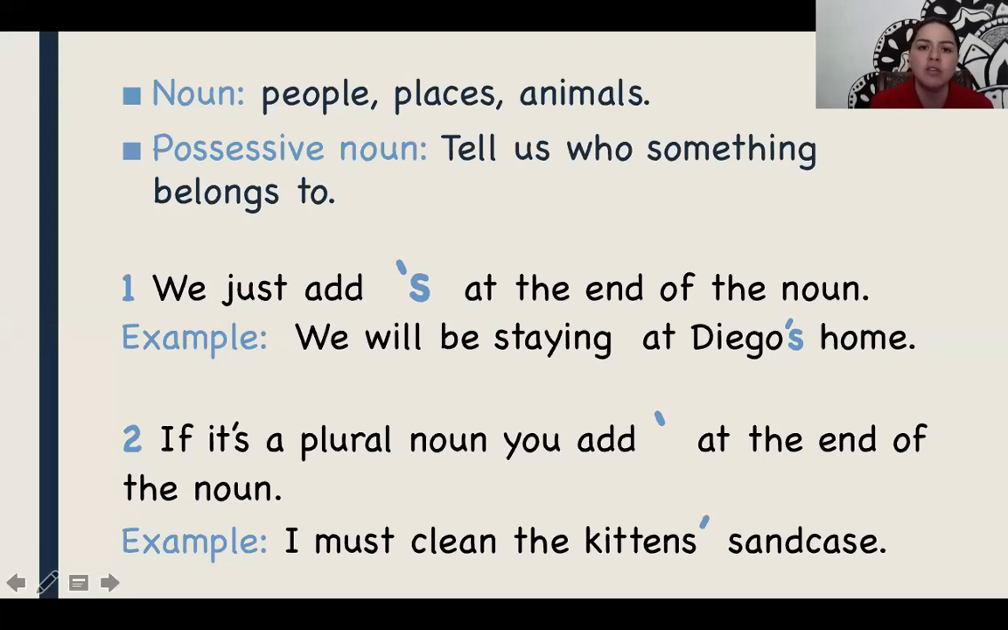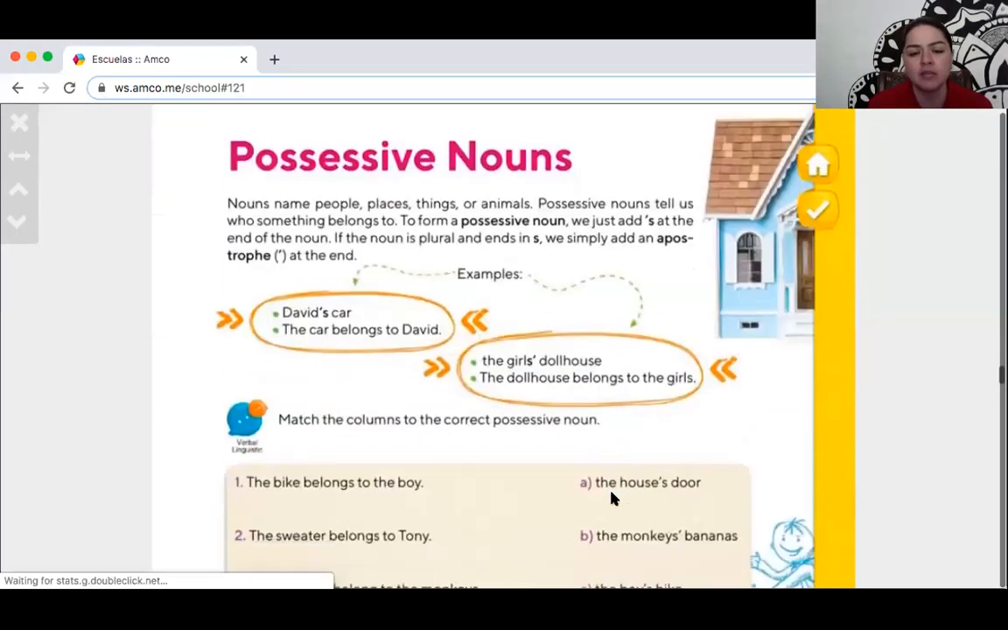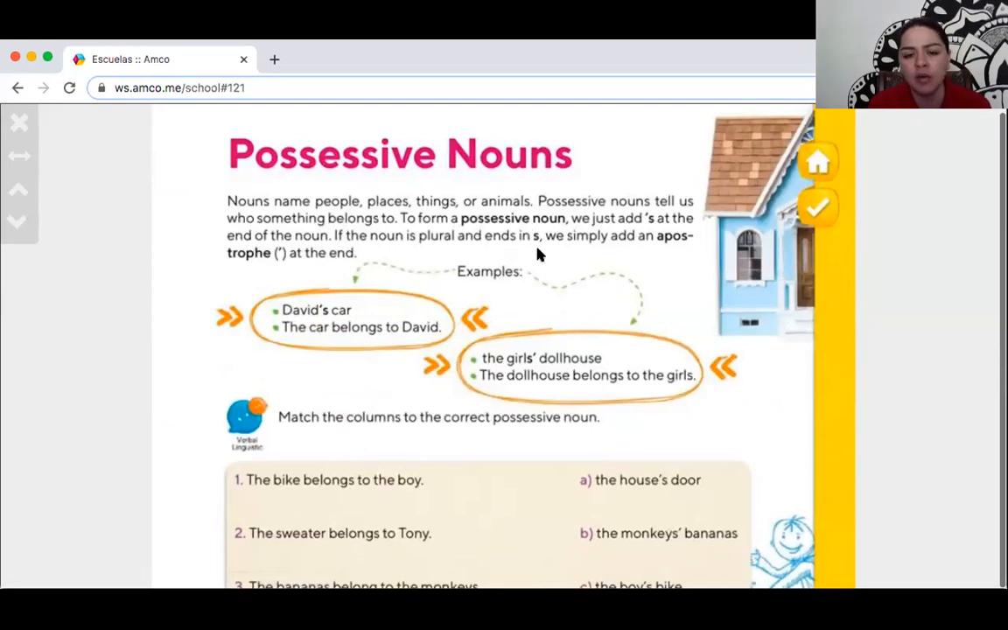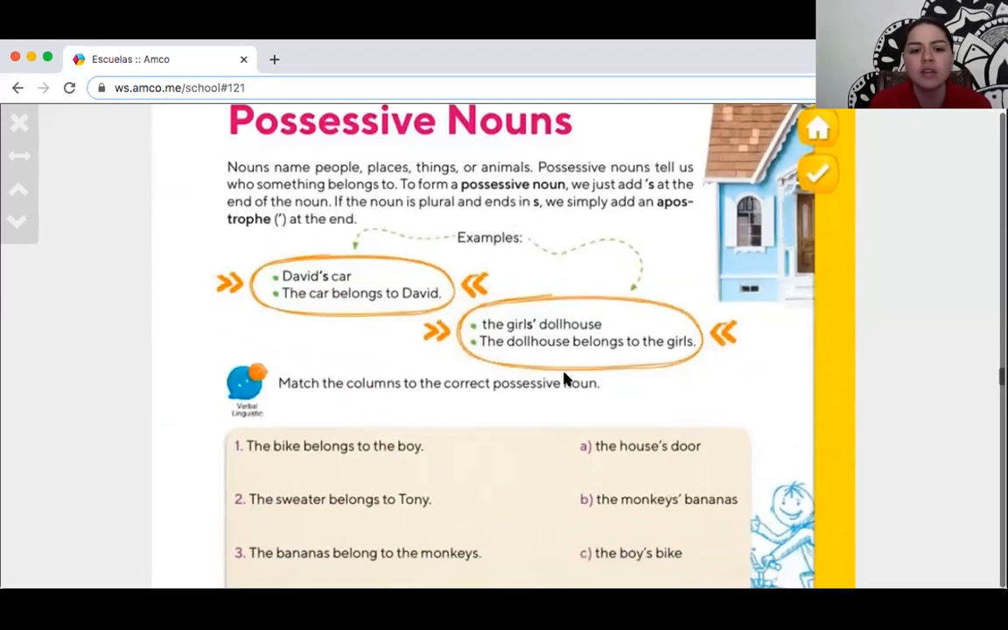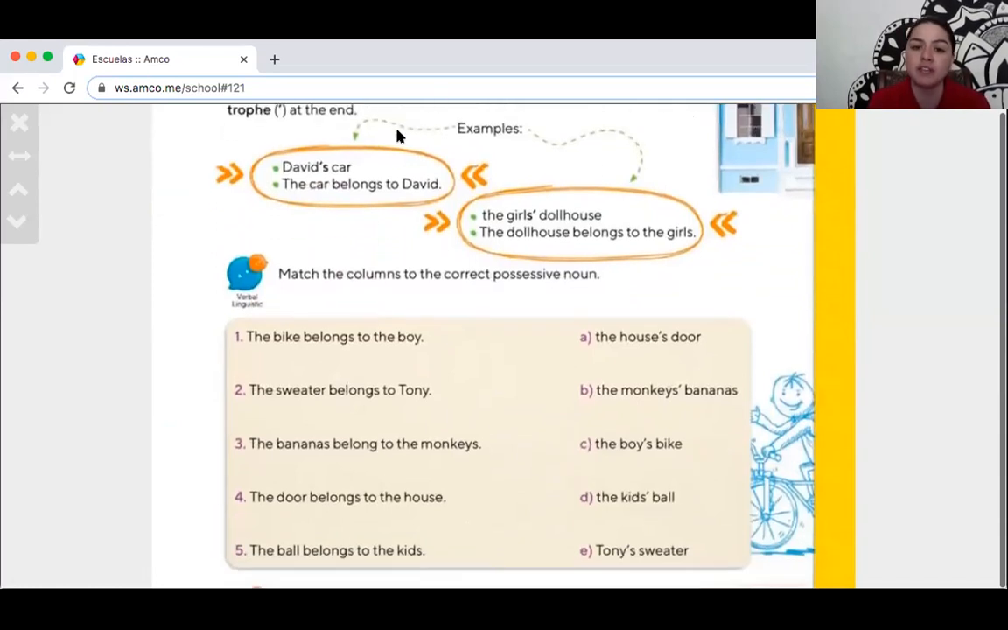Okay, now let's go to our book and see what we're going to do. Possessive nouns. Well, here's the explanation that I already gave you with the two rules. And as you can see, we have other examples here. David's car. The car belonged to David. How do you know that? Because we have an apostrophe and S. Now, a plural example. The girls' dollhouse. Girls, how many girls do we have? More than one. So we add the apostrophe at the end.